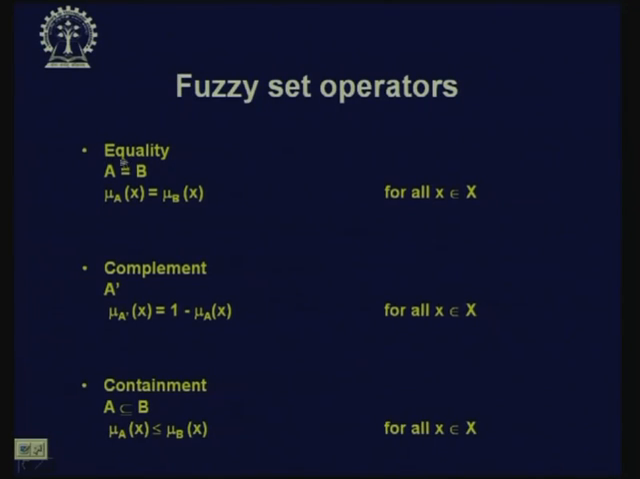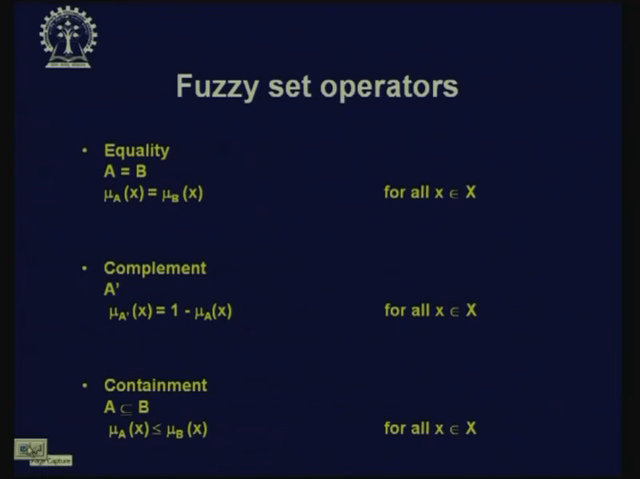For example, equality. Two fuzzy sets A and B are said to be equal if for all x their memberships are the same. Okay. The membership of all x in the set A is the same as it is in the set B. Now, look at the difference between this.